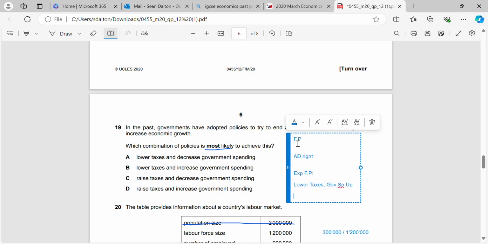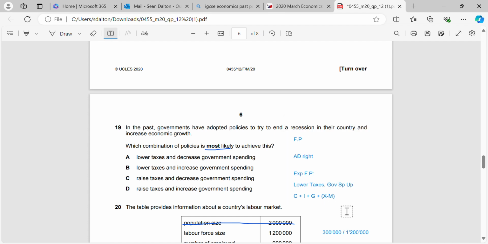Remember our components of AD, C plus I plus G plus X minus M. If taxes are lower, people will have more money in their pockets, so consumer expenditure and investment will increase. And if government spending goes up, government spending is a component of AD too, so that will also increase. So we just match it up here and it looks like it's B, lower taxes and increased government spending.